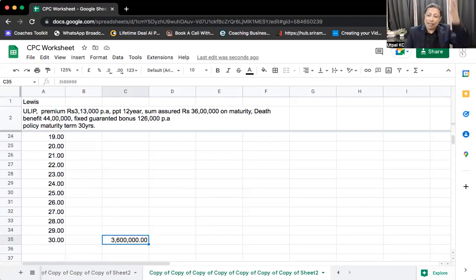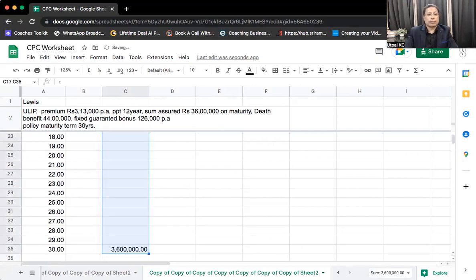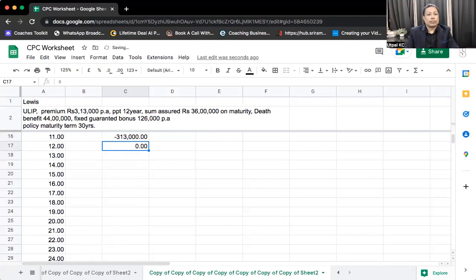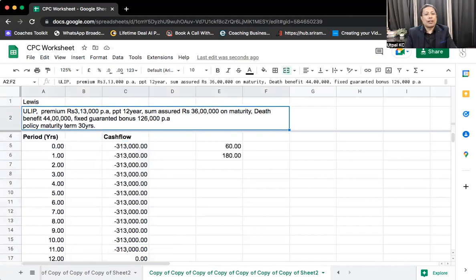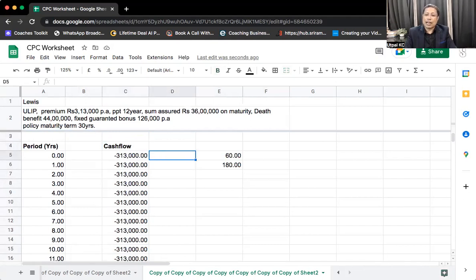Am I right? Or every year you will be getting it. Every year, from which year? No, from today itself. From here itself, 1,26,000 per annum, from the first year itself.